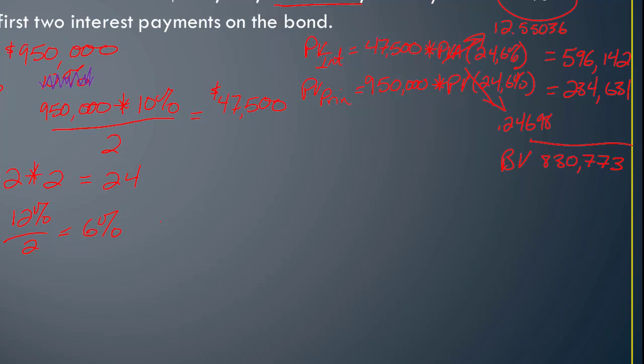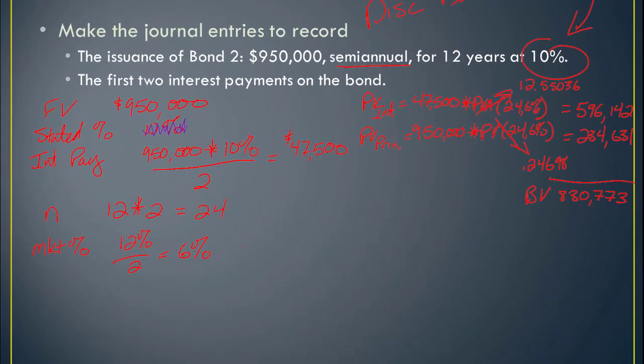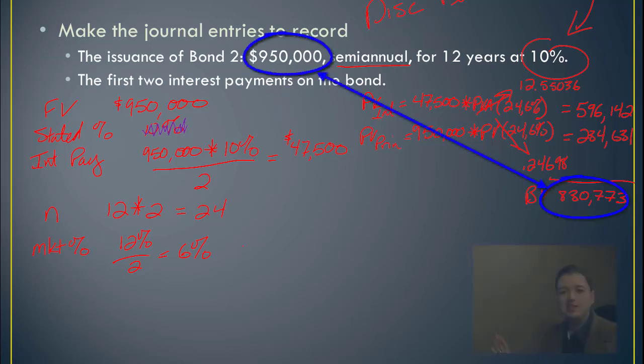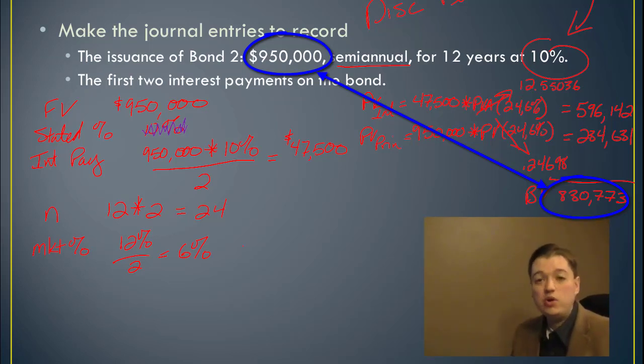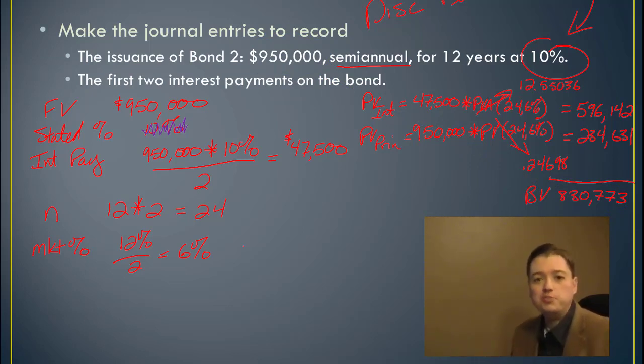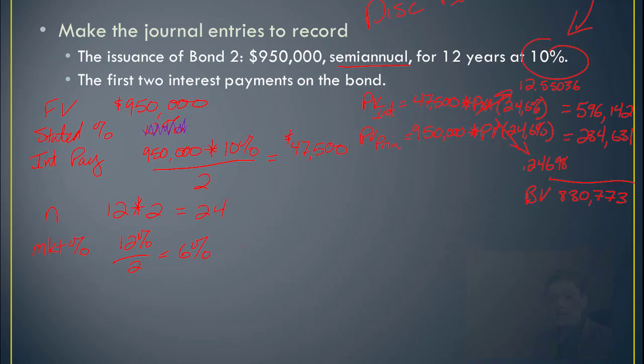830,773. And we're going to stop right there and we're going to say, wait, did we get what we expected to get? And we're going to compare the 950 to the 830. Yep, that's a discount. They're going to pay us less than we wanted because we're not offering a high enough interest rate. Perfect. Maybe not perfect from the company's perspective, we want more money, but perfect from a calculation perspective, we got just what we expected. Now we're ready to do our journal entry.